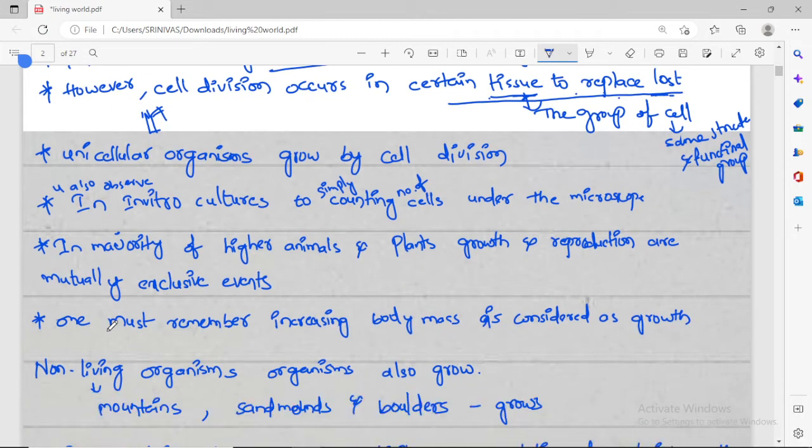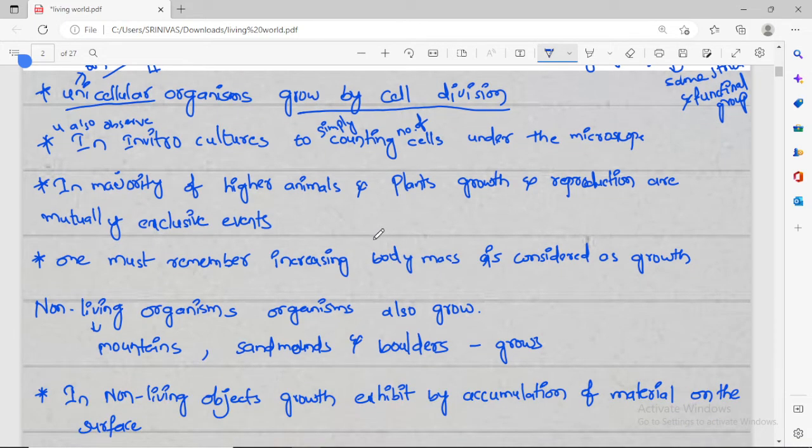Next, unicellular organisms. Uni means one, multi means more. Uni means one cell only. In unicellular organisms, growth increases by cell division. In multicellular organisms also, growth increases by cell division. Cell division means a cell divides to give more cells.